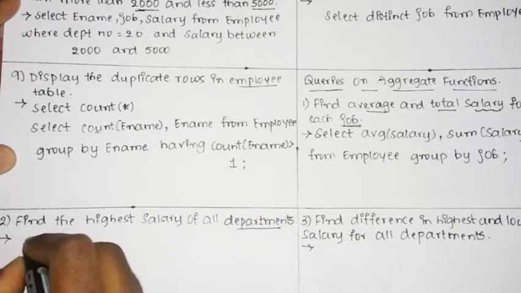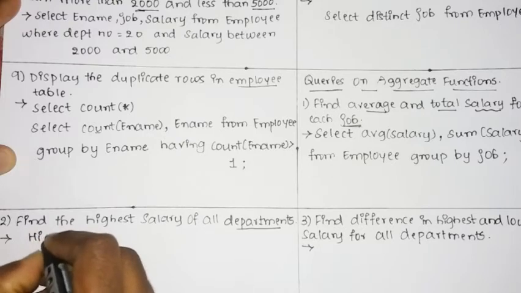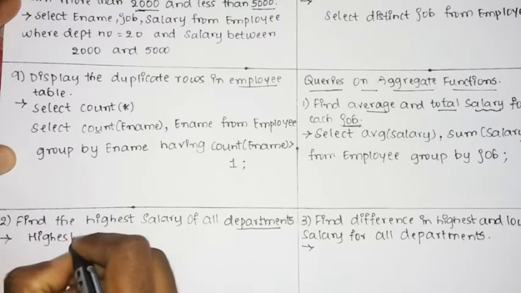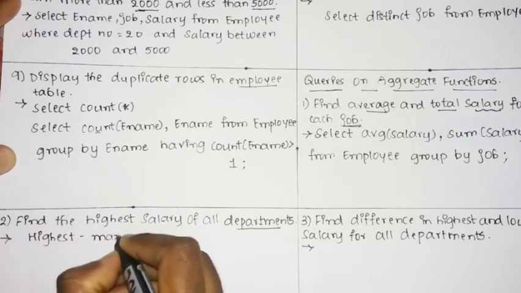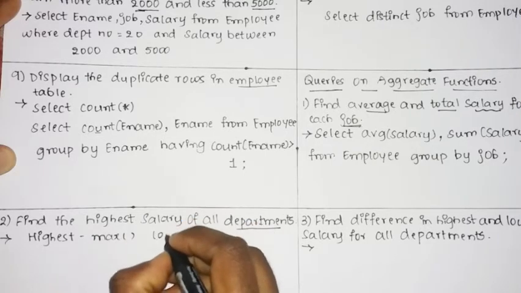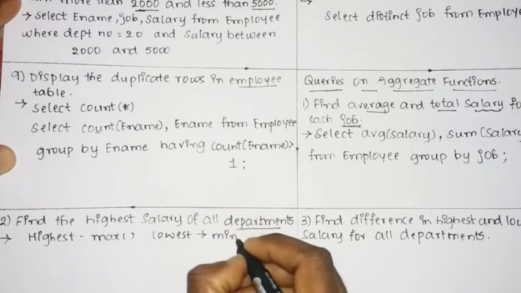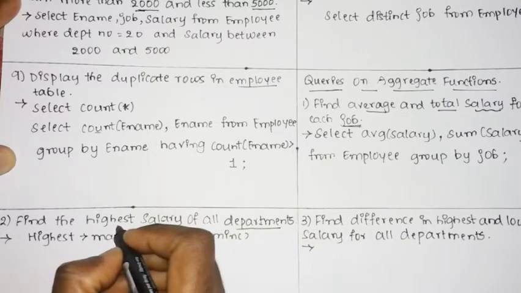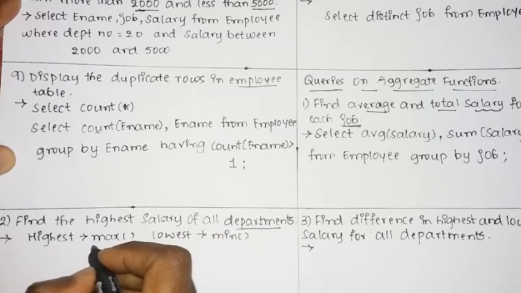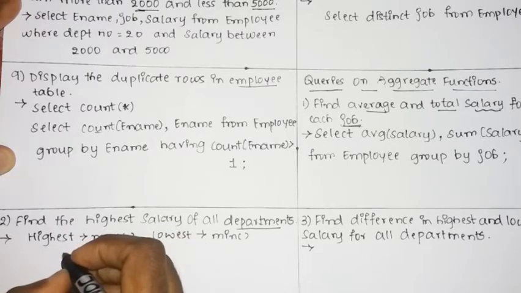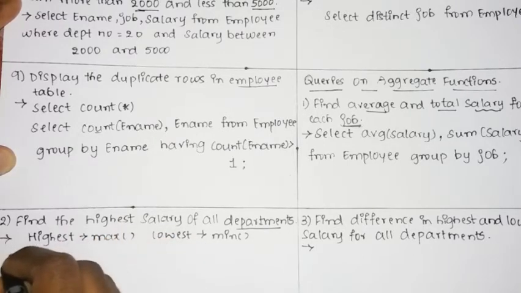So to calculate highest, we have a function that is max of. Then similarly for lowest or minimum, you have min of. So here we need to calculate the highest. So for that you are going to use the max of salary. So to calculate the highest of salary, you can say select.